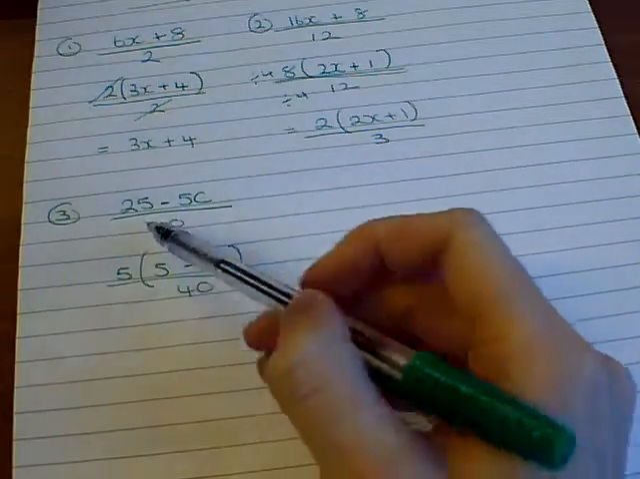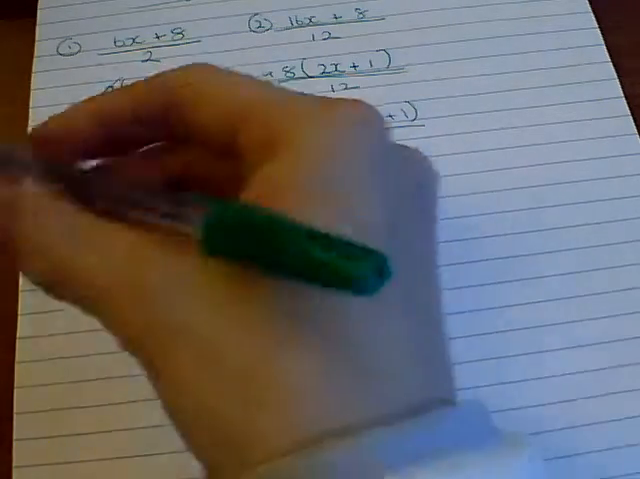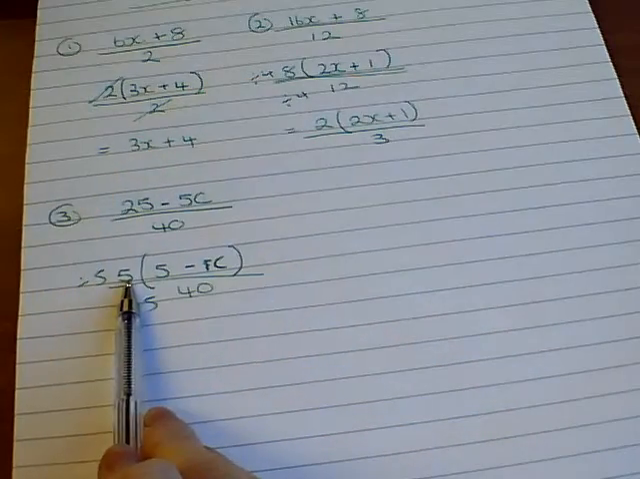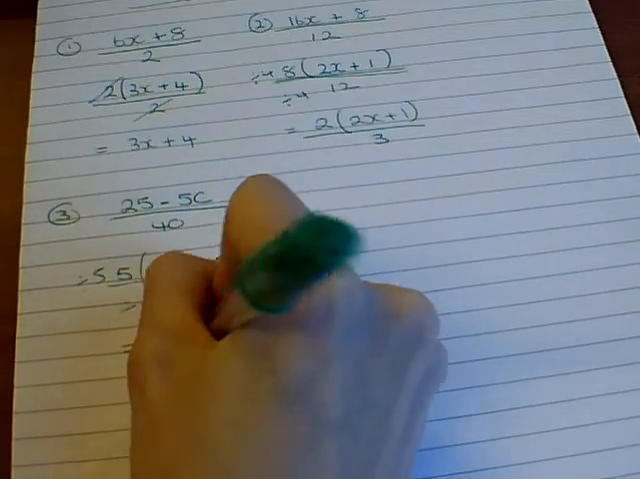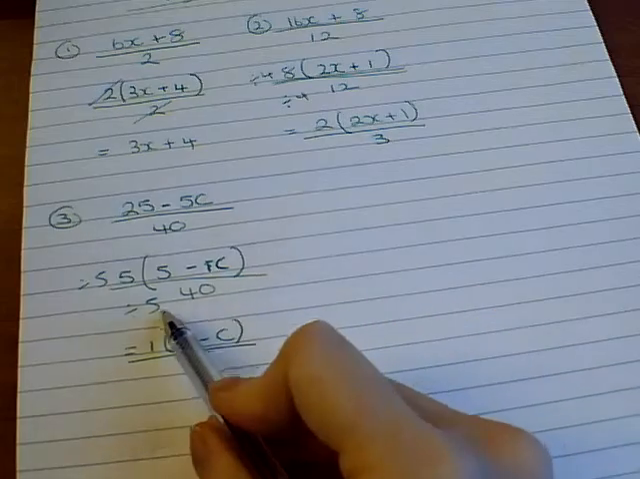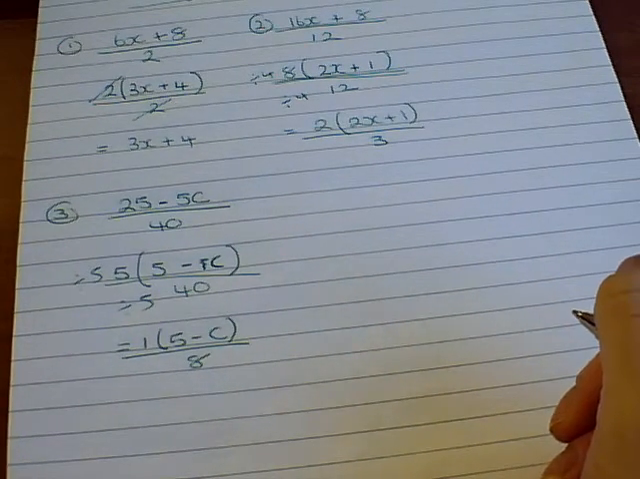So if we forget about the brackets for now and just look at the 5 and 40, we could simplify those by dividing by 5. 5 divided by 5 is 1. So on our top line, we're just going to be left with our bracket. Can put 1 on the outside if you want to. 40 divided by 5 is 8. And that's it, fully simplified.